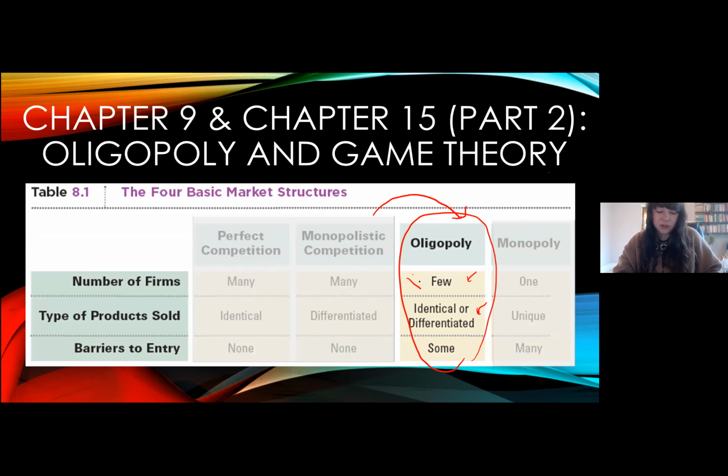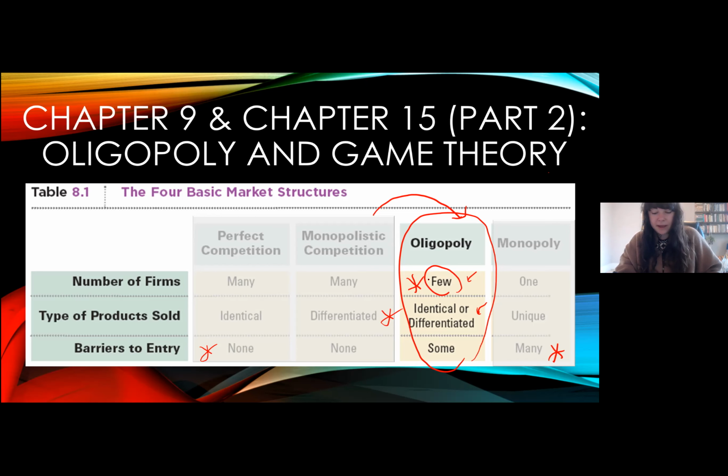I'd say the key feature of oligopoly is that there's few firms. The key feature of monopoly was the incredibly high barriers to entry that led to one firm. The key feature of monopolistic competition was differentiated products, propping up your demand in the short run. And the key feature of perfect competition would be that there are no barriers to entry, if you had to say what was the defining feature.